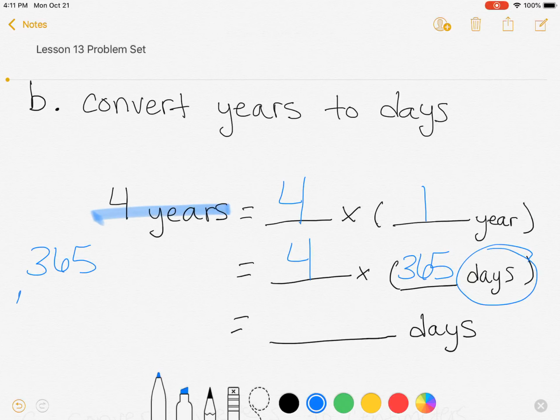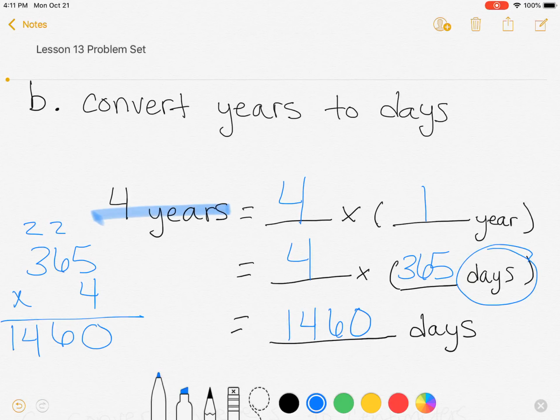365 times 4. What's 4 times 5? 20. 4 times 6? Oh, 24. Okay, 24 plus 2 is 26. And then 4 times 3 is 12. And add the 2, it's 14. So now we have our answer. And then we go 1, 2, 3, comma. So we get 1,460 days. So 4 years equals 1,460 days.